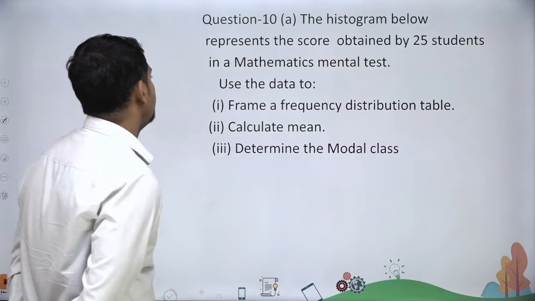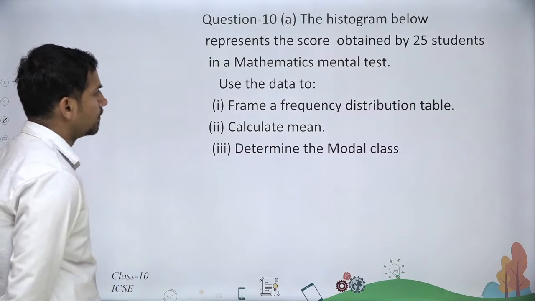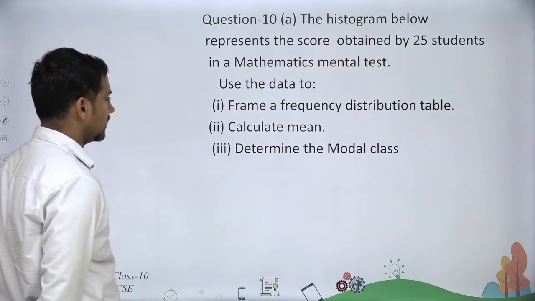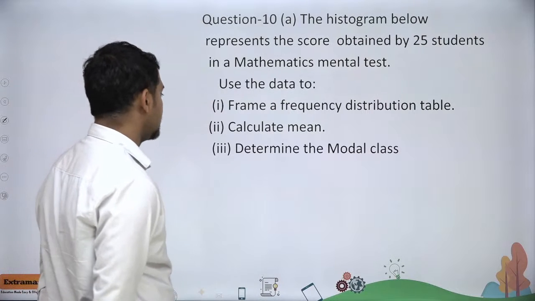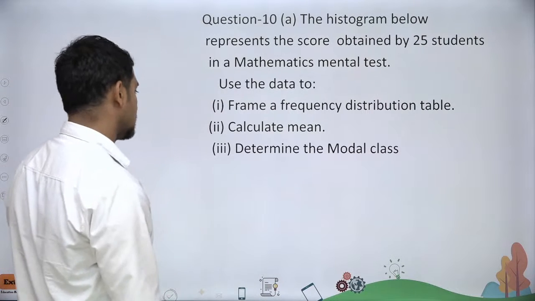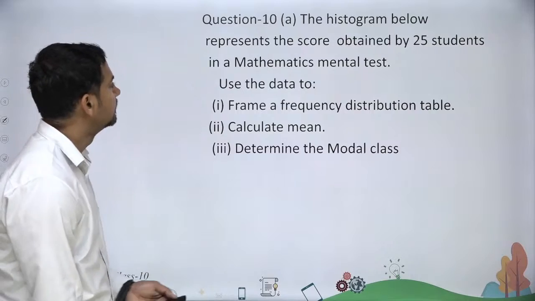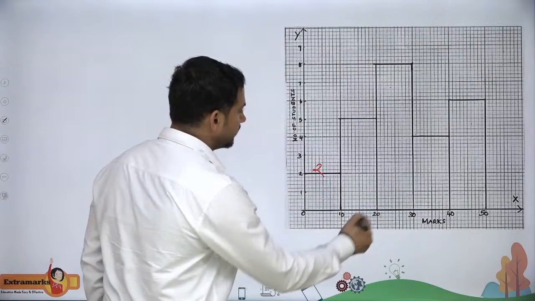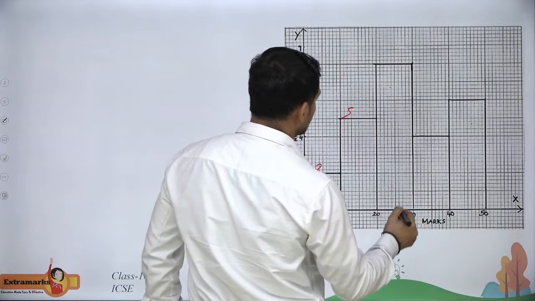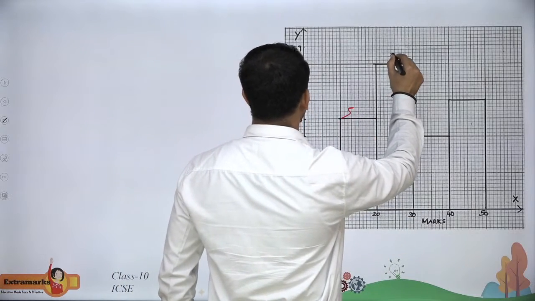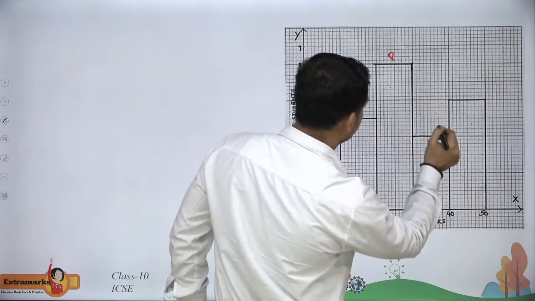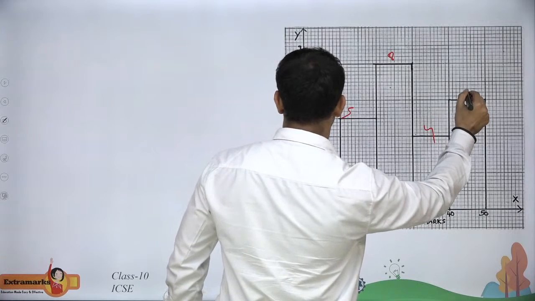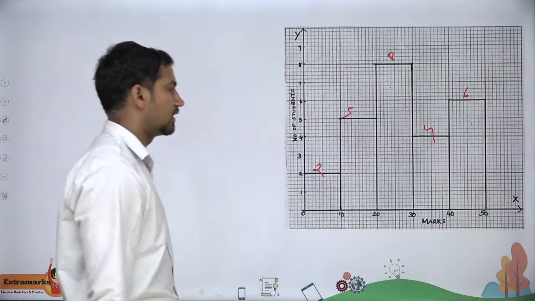The histogram below represents the scores obtained by 25 students in a mathematics mental test, okay? Use the data, frame a frequency distribution table, calculate the mean, and determine the modal class, okay? So this is the data given. 0 to 10 frequency is 2, 10 to 20 frequency is 5, 20 to 30 frequency is 8, 30 to 40 frequency is 4, 40 to 50 frequency is 6, okay?